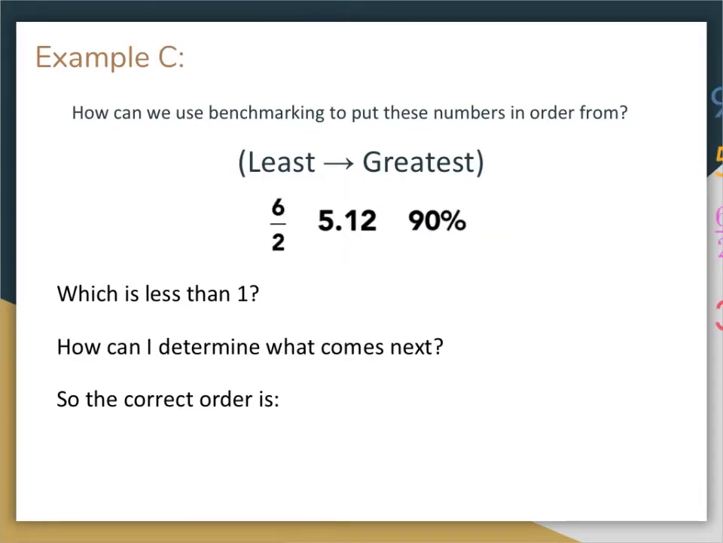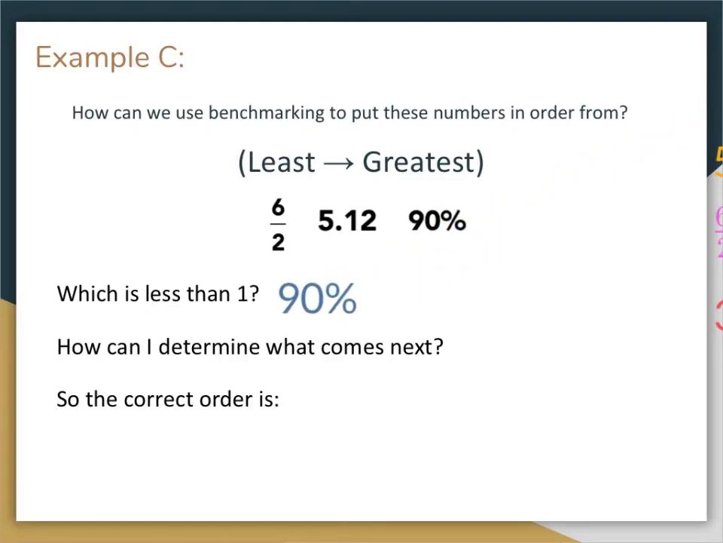So here we are in example C, and again, it's got 3 numbers. We need to put them in order from least to greatest, and it's got some questions for us. So we got 6/2, 5.12, and 90%. So the first question is, which is the one that is less than 1? Well, 6 is more than 2, so that's not going to be less than 1. 5.12, obviously not less than 1. 90%. 100% would be 1, so 90% is less than that, so I know 90% is the one that's less than 1.